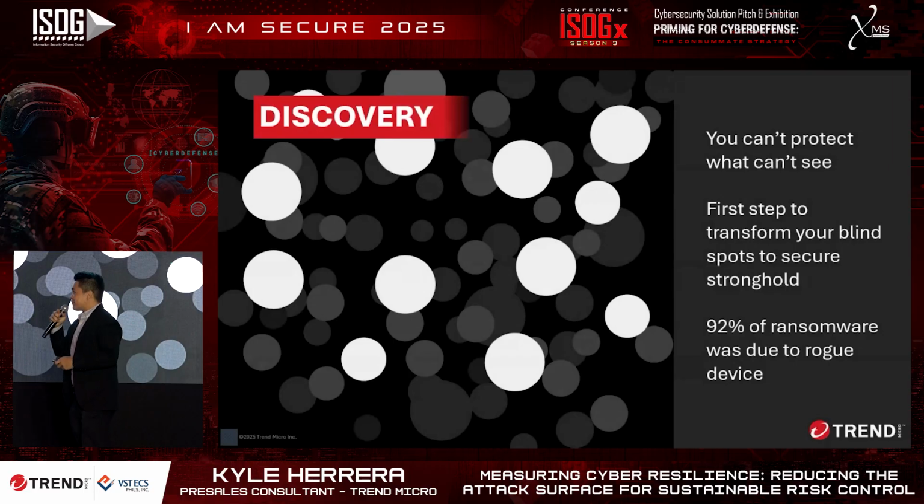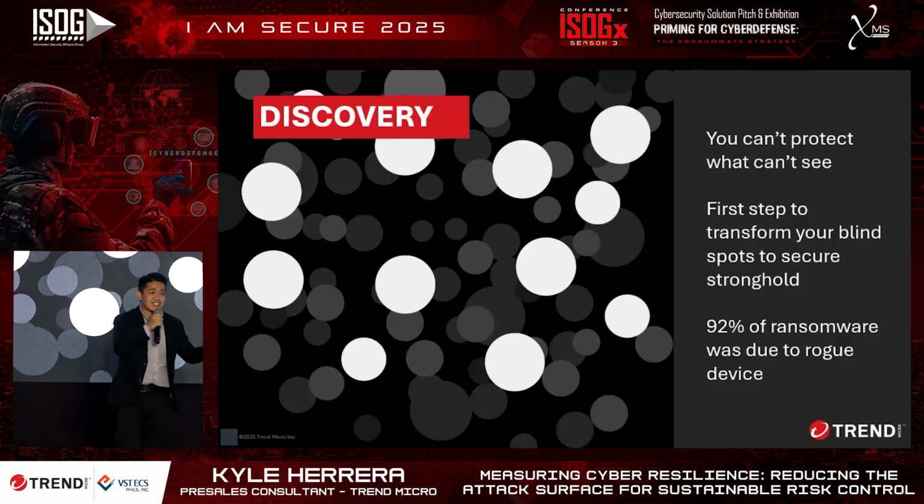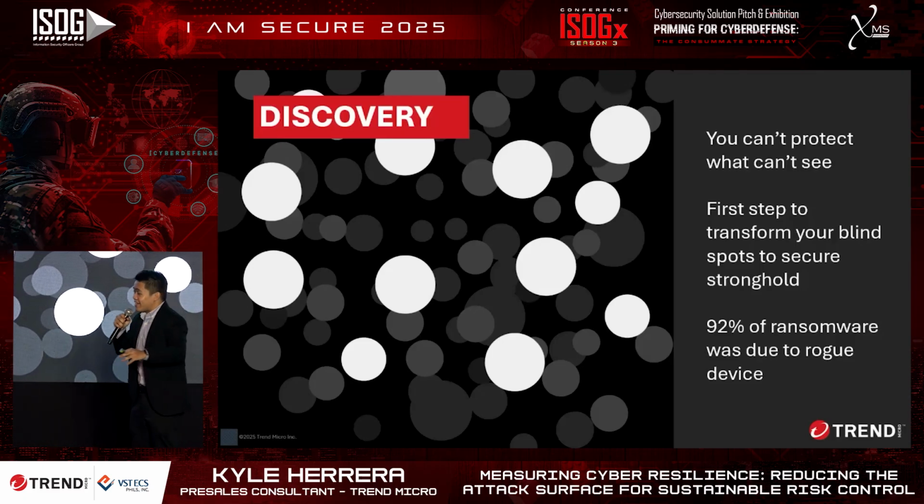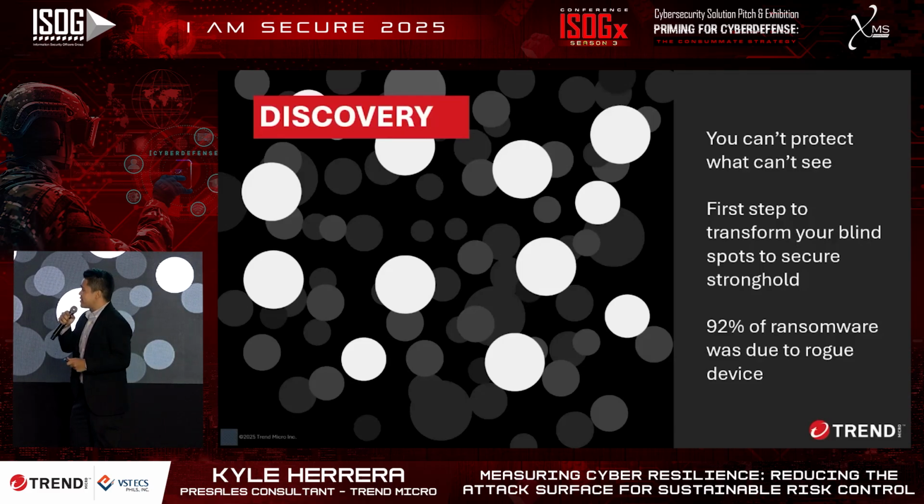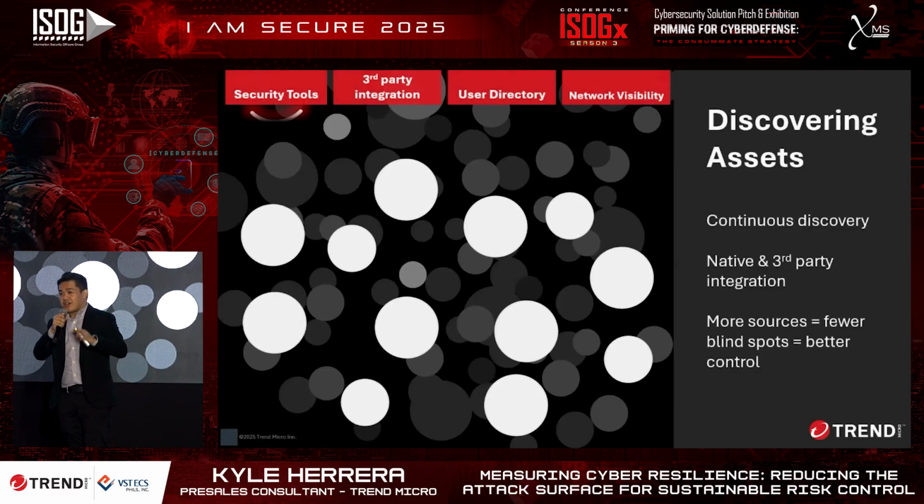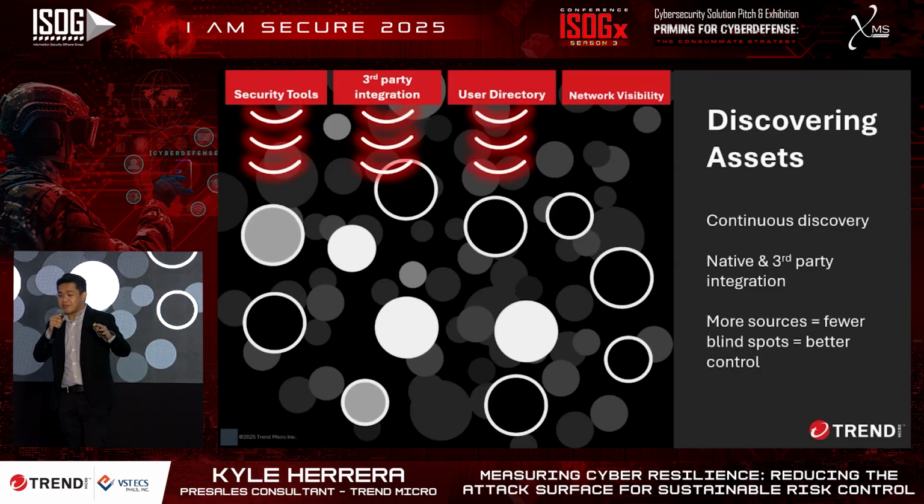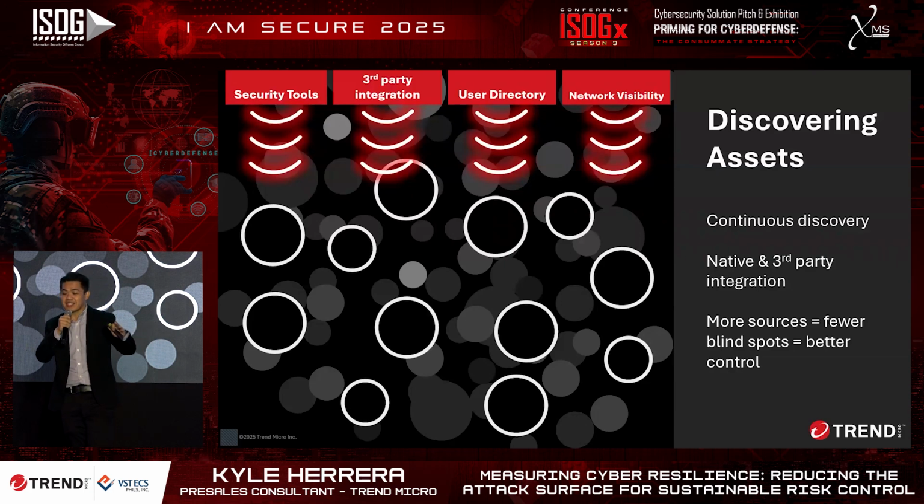In terms of discovery, first, you can only protect what you can see. In a Trend Micro study, 92% of ransomware attacks were due to rogue devices. So, of course, you need to have a glance of whatever machines or asset types are deployed in your company environment. And we would not limit it to our own visibility. It's nice if we have other tools that we can integrate, with different third-party integrations, network visibility, and the like. More sources would give better visibility and overall control.